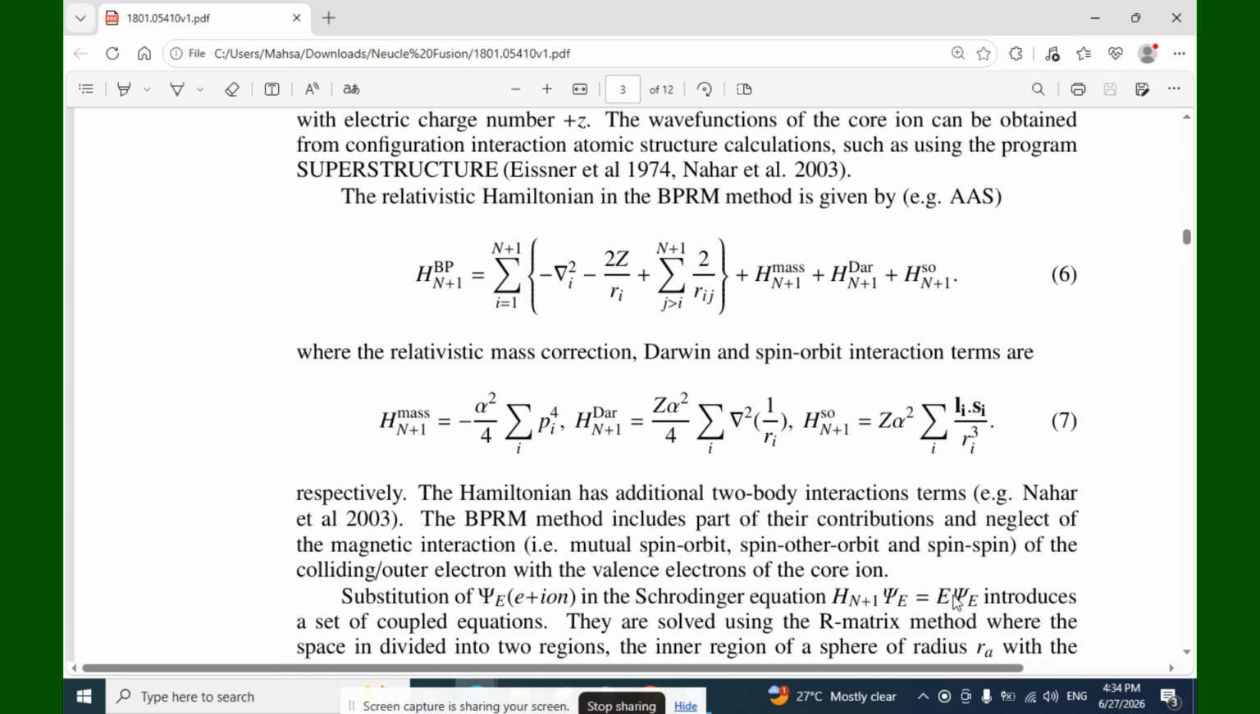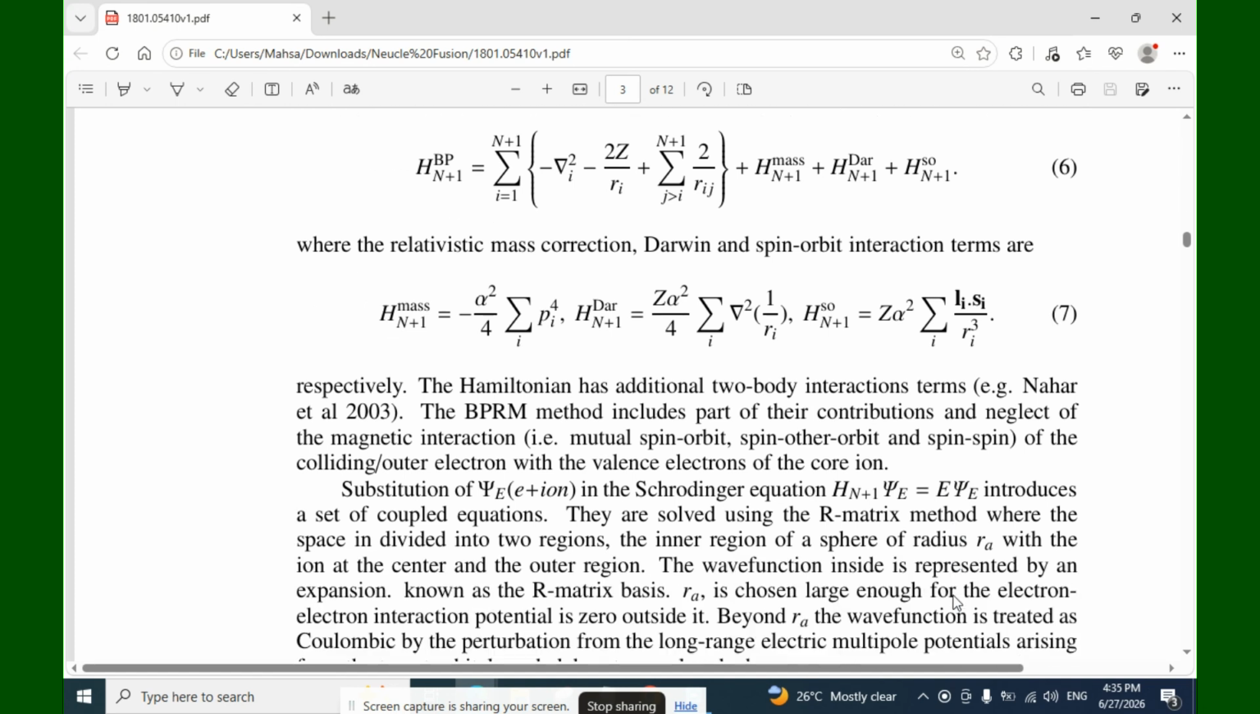For example, for the mass correction, we have H^{mass} equal to −α²/4 times the sum of p_i⁴. Also for Darwin, we have H^{Dar} equal to Zα²/4 times the sum of ∇²(1/r_i). And also the Hamiltonian for SO, which is spin-orbit, is equal to Zα² times the sum of (L_i · S_i)/r_i³, respectively.